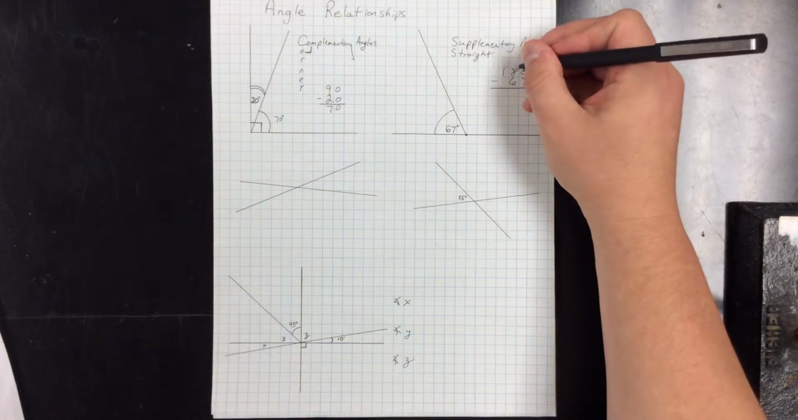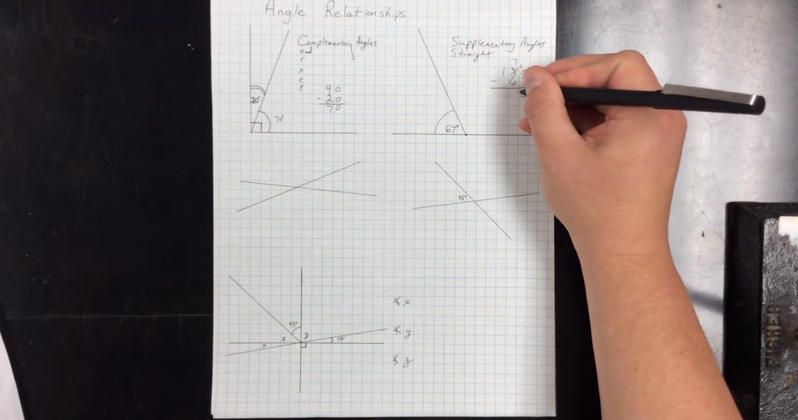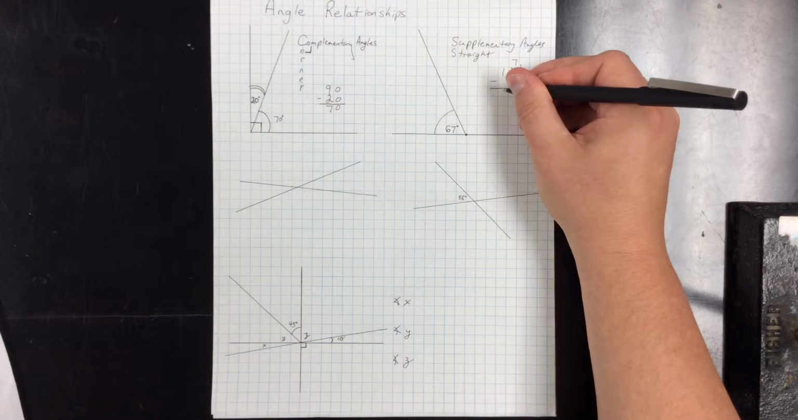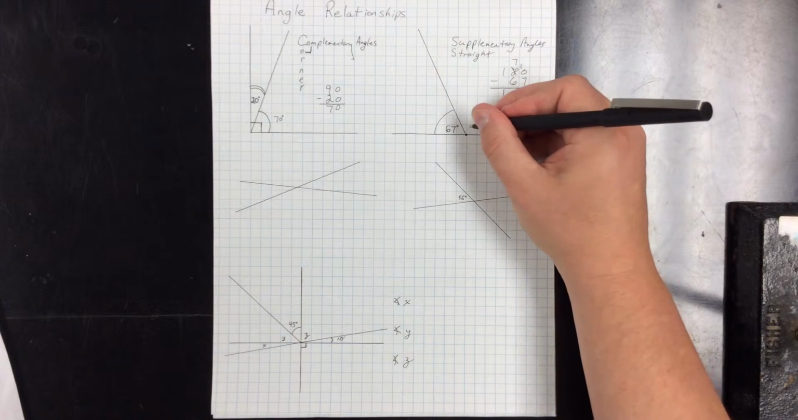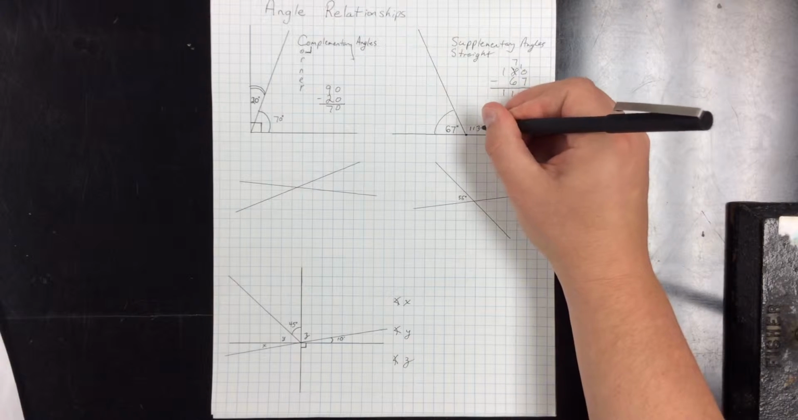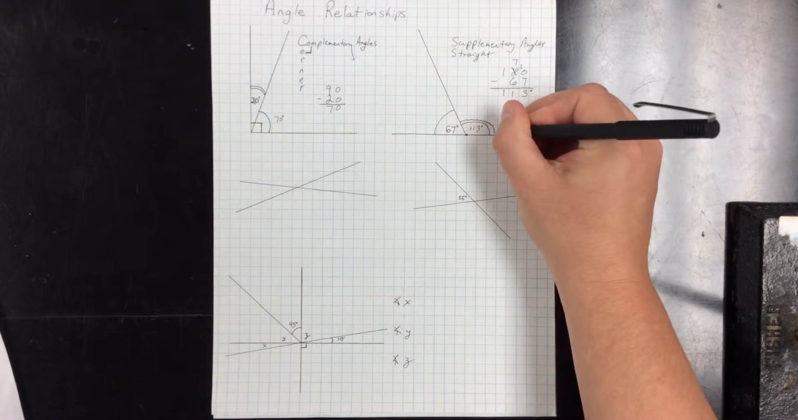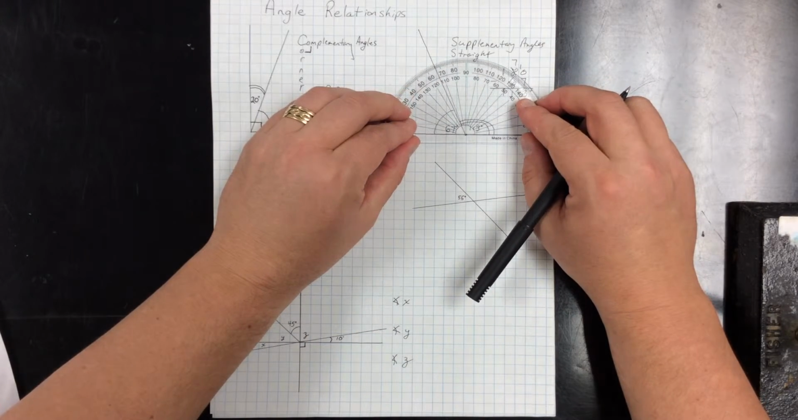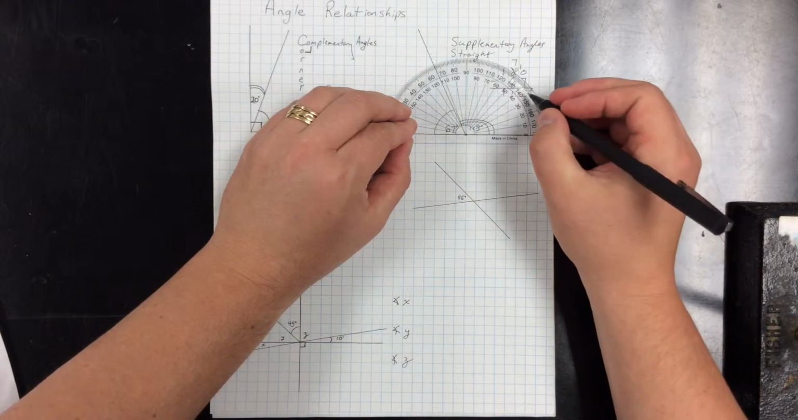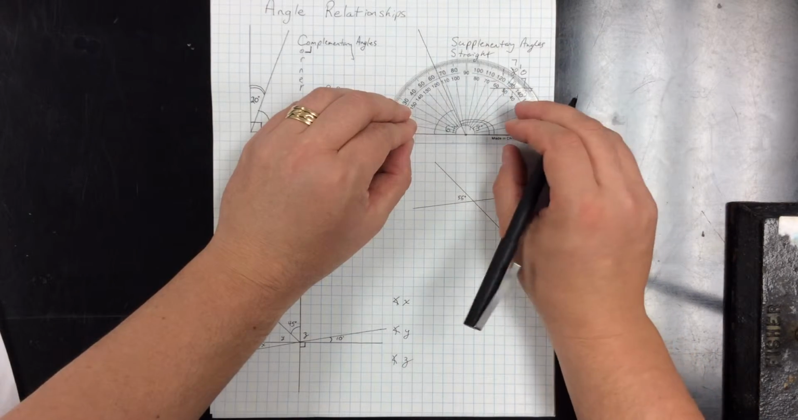how much is left? I'll take 180, subtract 67, leaves me with 113 degrees for this section here. If I put my protractor on there, we should see if it is about 113 degrees. So 0, 90, 110, 1, 2, 3, pretty close there.